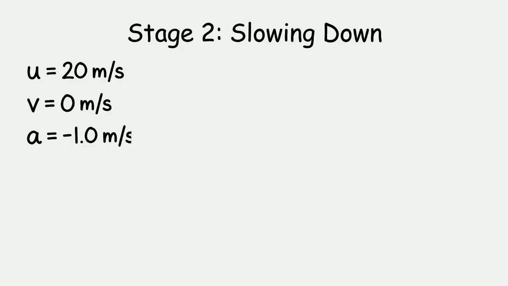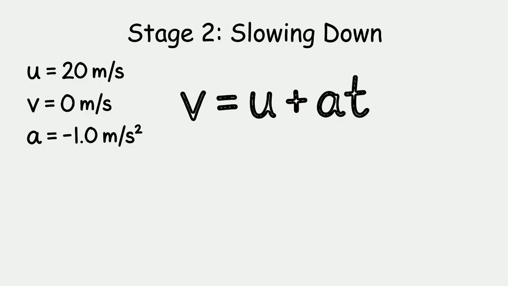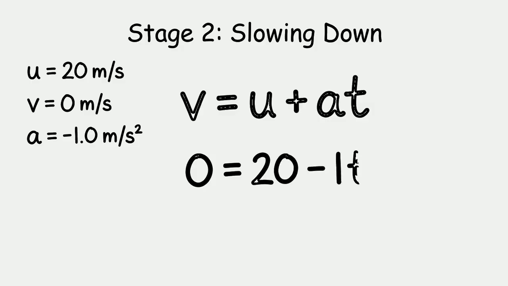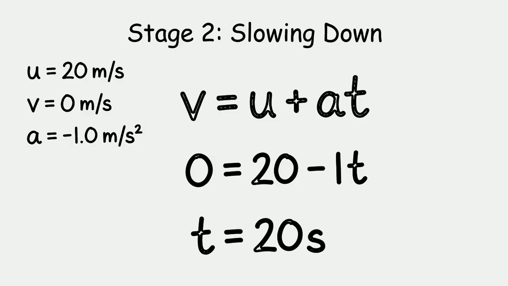Now, we move to the second stage, where the vehicle slows down from 20 meters per second to 0. The initial velocity is 20 meters per second. The final velocity is 0, and the acceleration is negative 1.0 meters per second squared, because the vehicle is slowing down. Using the same equation, v = u + at, we substitute and get 0 = 20 - 1t. Solving for t gives t = 20 seconds. So it takes 20 seconds to come to a stop.